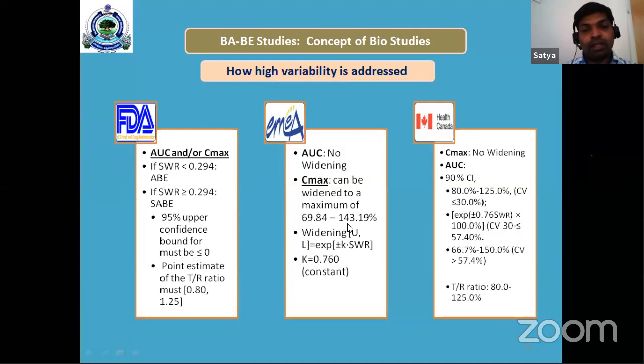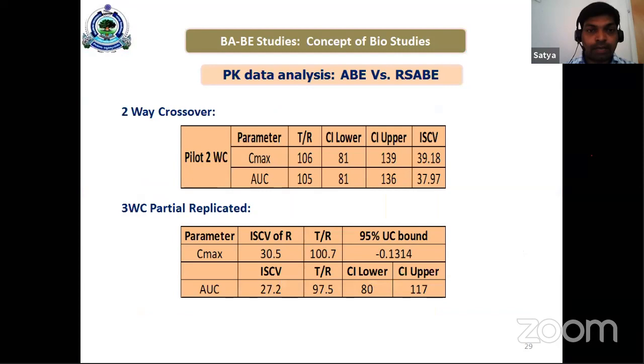Whereas Health Canada has not given a widening option for Cmax. They have given a widening option for AUC. And the widening is like 80 to 125 if variability is less than 30. If it is more than 30, then the acceptance criteria would be 66 to 150. So it is regulatory different. You have to meet those criteria accordingly.